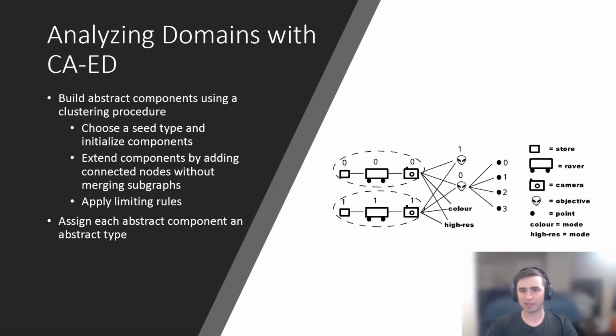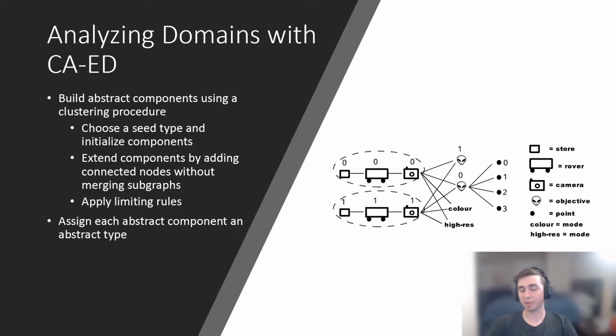After generating the static graphs, we're able to build abstract components using a clustering procedure. First, we choose a seed type, a random type in the domain, and initialize components by creating one abstract component of each node of the seed type. Then we're able to extend components by adding connected nodes without merging subgraphs. This means that we can add edges to the subgraph as long as the edge does not share nodes in two different subgraphs, basically meaning that abstract components do not become merged.